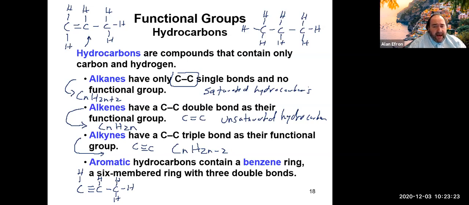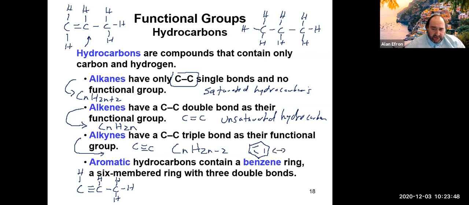Another class of organic compounds are aromatic compounds. Aromatic compounds contain the benzene ring, which you probably have seen before. It is this 6-carbon ring that looks something like this. It is not the cyclohexane one that we just saw, because it actually has 3 double bonds in it.